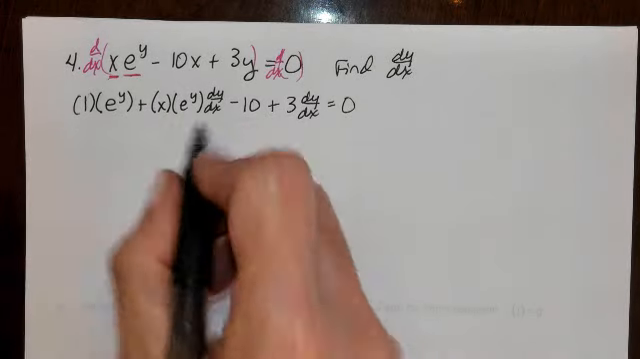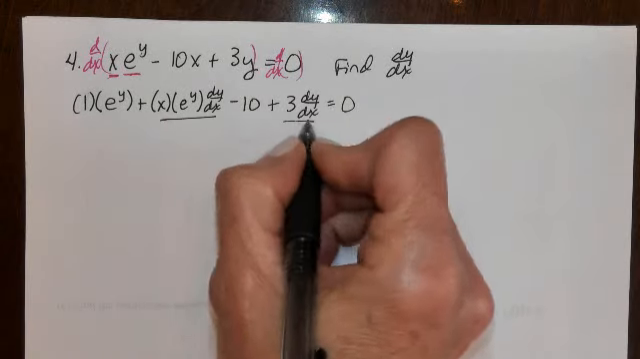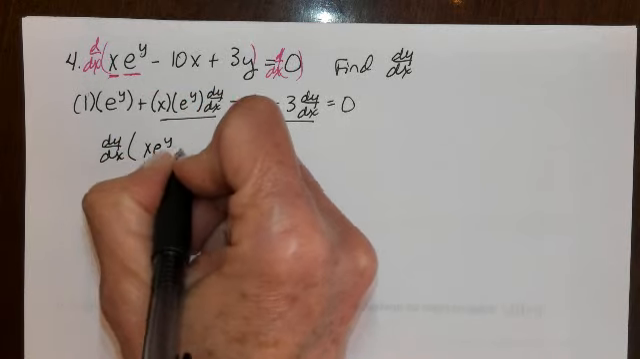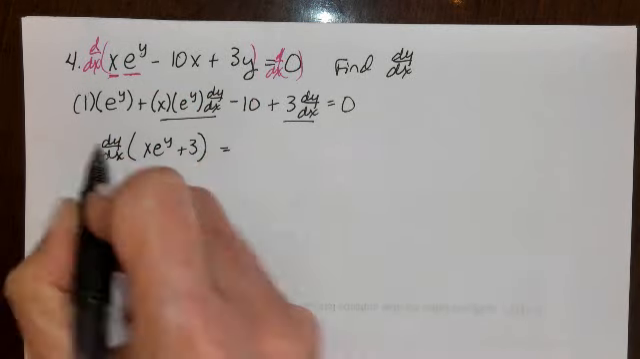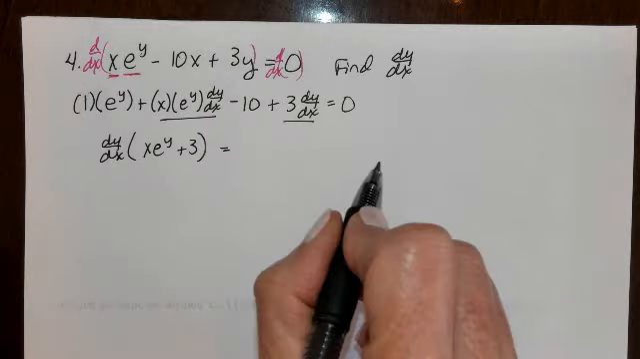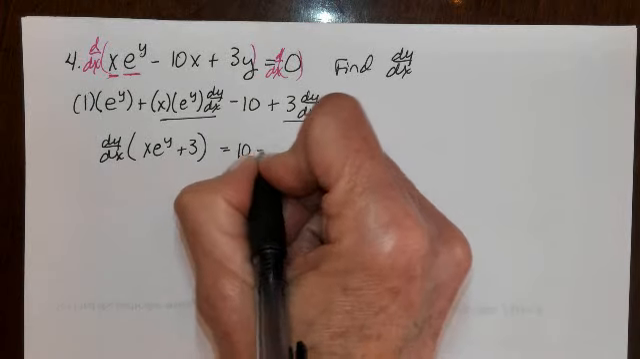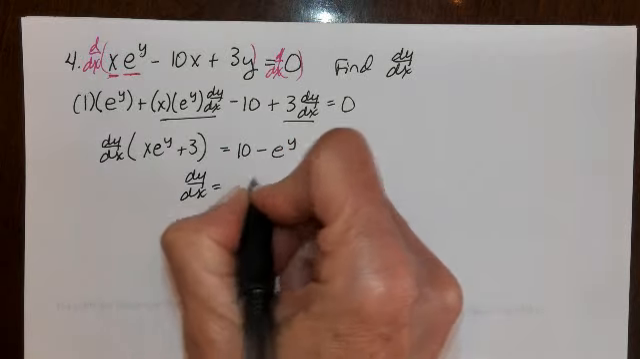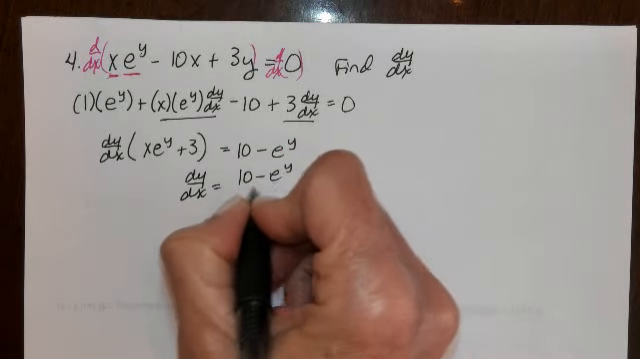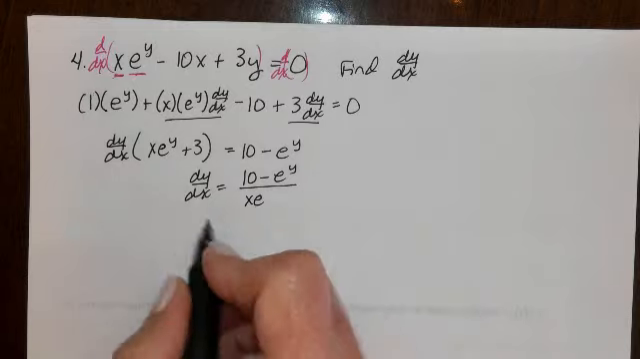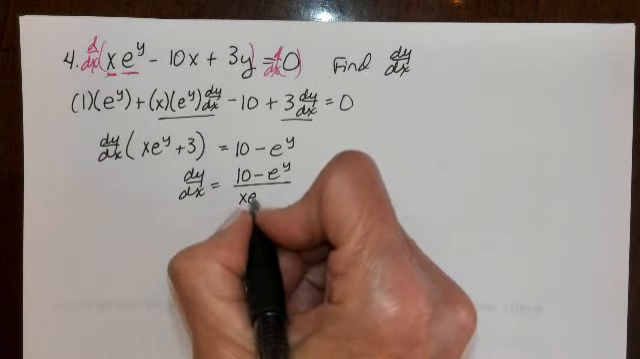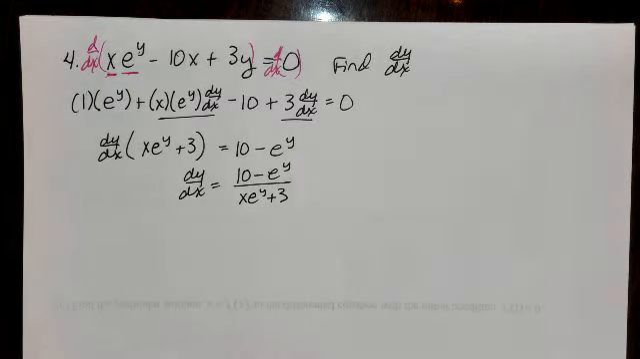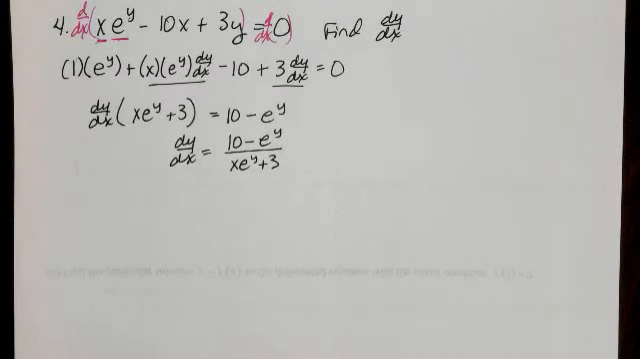Okay, I'm going to take my two dy dx terms and factor out a dy dx, and anything that does not have a dy dx I'm taking to the other side. So this will be 10 minus e to the y. And now just divide both sides by whatever is with your dy dx. Sometimes I can't talk and write at the same time. And I don't see anything else that they could do to that.